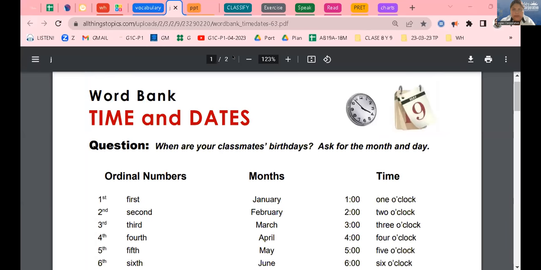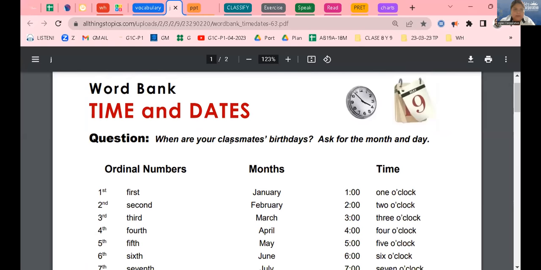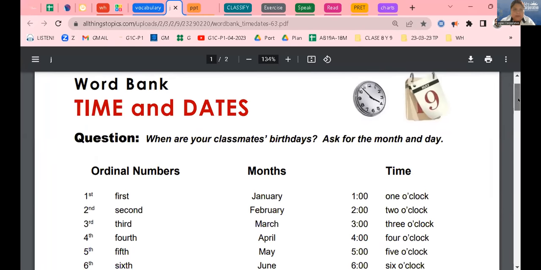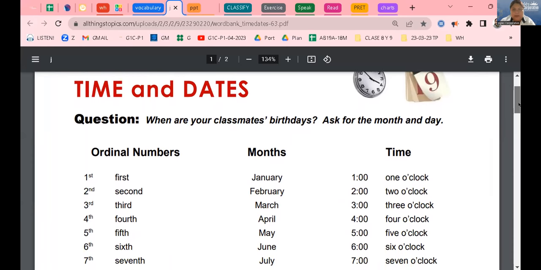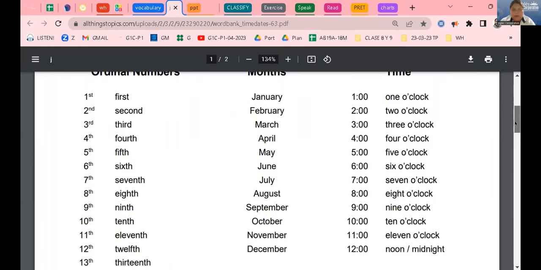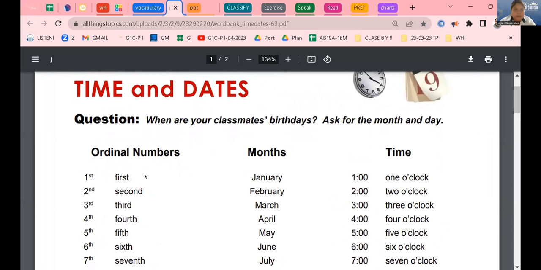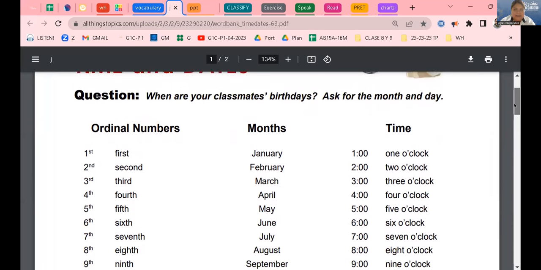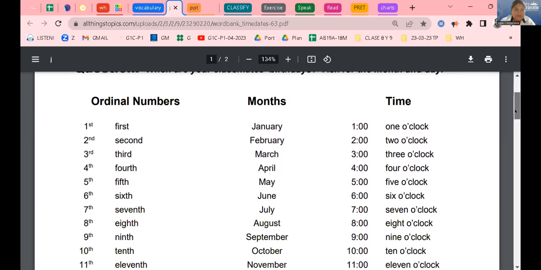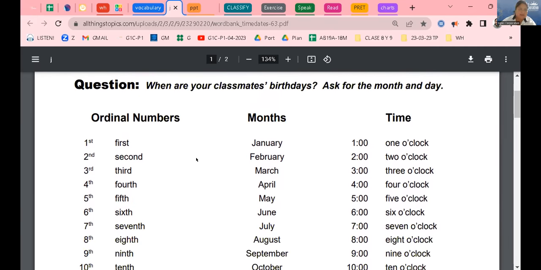Y les comentaba que para hablar de tiempo y fechas, necesitamos aprendernos los números ordinales. Los meses también, manejar eso. Bueno, y con el tiempo, pues las horas, ¿verdad? Okay, so now we're gonna check this vocabulary, and at the end you're going to say your classmates' birthdays, well, at least yours, okay, por lo menos su fecha de cumpleaños. Okay, ayer ya les mencionaba cómo se decía, pero lo vamos a hacer nuevamente.